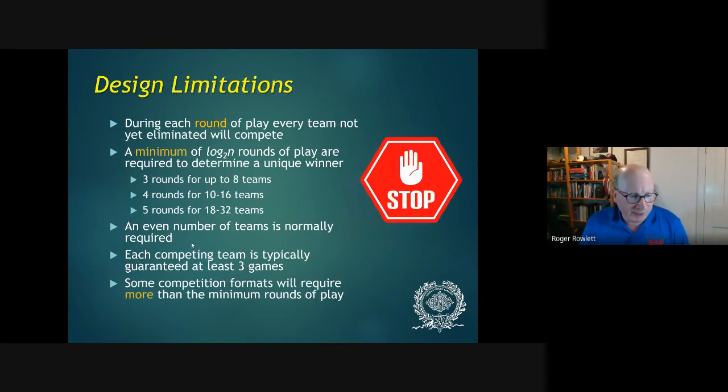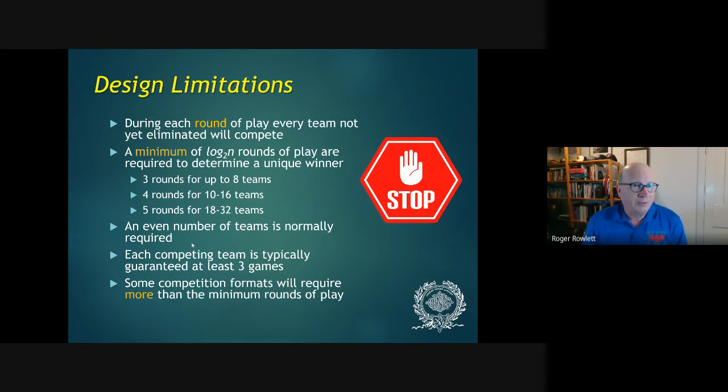So just some limitations. These are the things that are going to determine how many teams you can have in your event, and then maybe what kind of event you design to determine your champion or your event winners. And so some definitions. A round of play is a sequence of times where every team that is not yet eliminated will play a game. So if you've got 16 teams in a Bonspiel, you have to process 16 teams for each round of play. And that's going to determine, depending on how much ice time you have, how many rounds you'll need to complete a competition or whether or not it will fit into the available time.